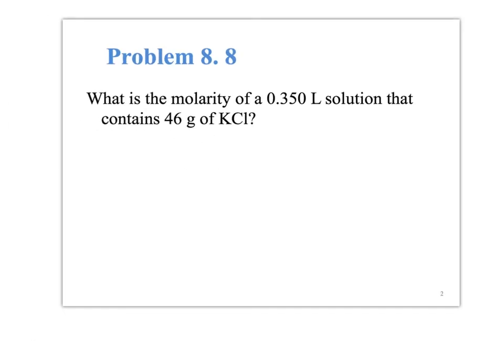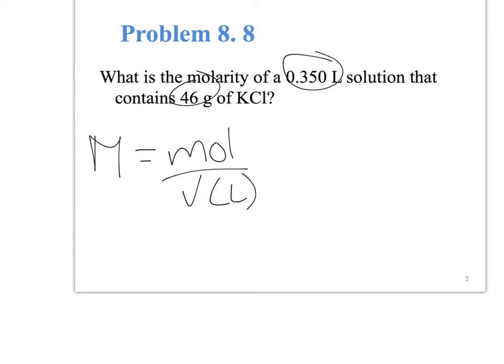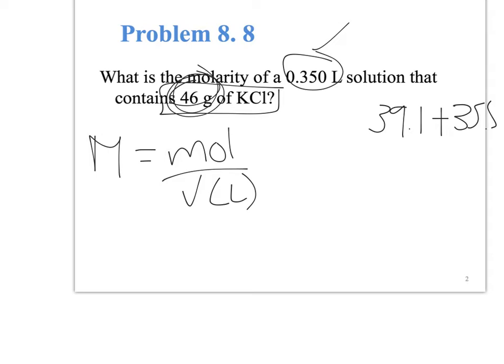What is the molarity of a solution? This is the volume, and we have 46 grams of potassium chloride. Well, the formula for molarity is equal to moles over volume in liters. We have the volume in liters, but we don't have the moles. We have the grams. For that, we need to find the moles. So we look at the molar mass of potassium from the periodic table, 39.1, chlorine 35.5, so the molar mass of potassium chloride is 74.6 grams per mole.